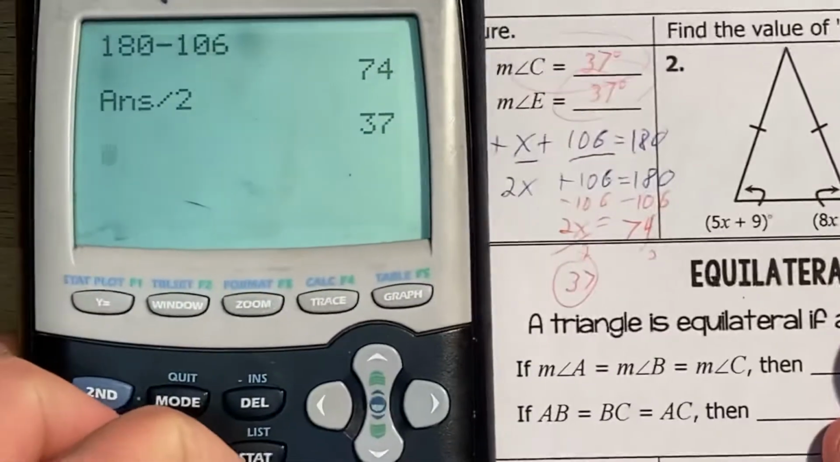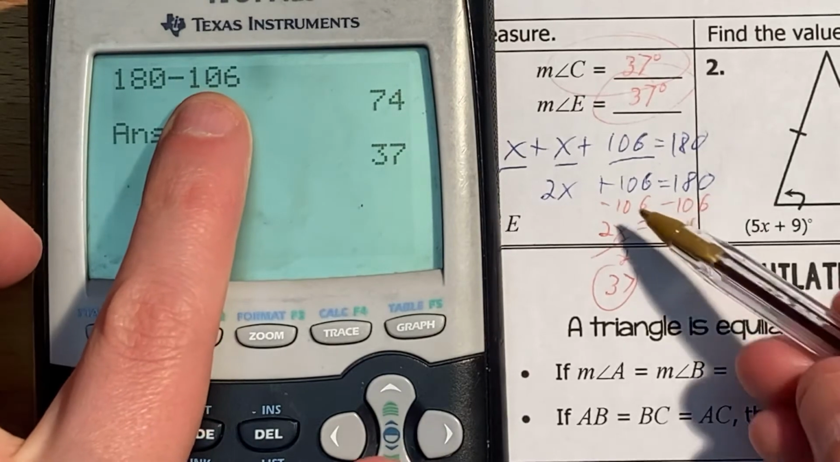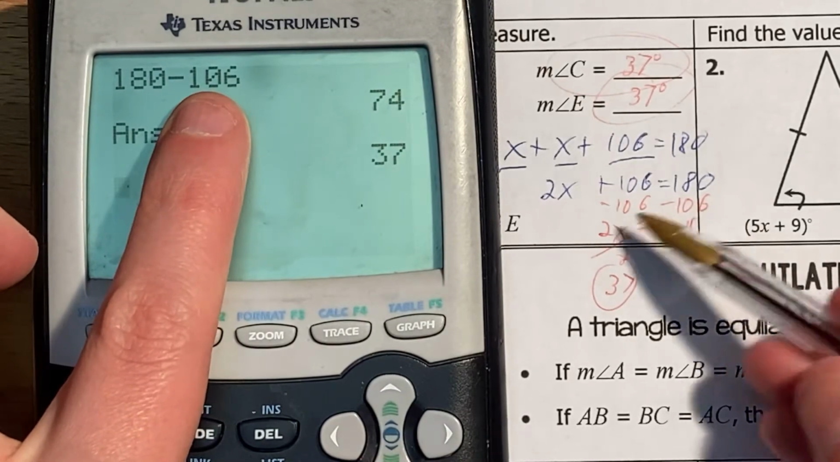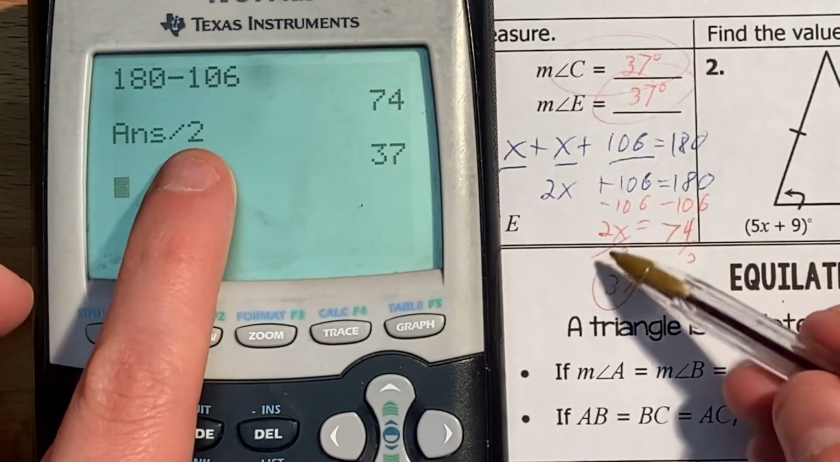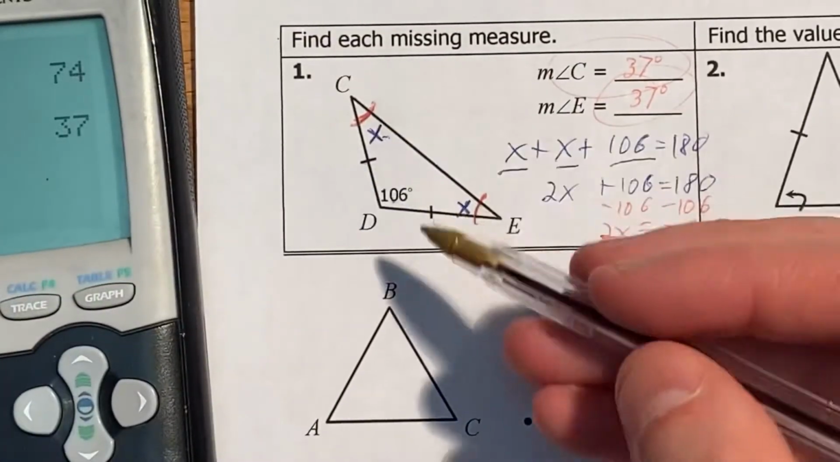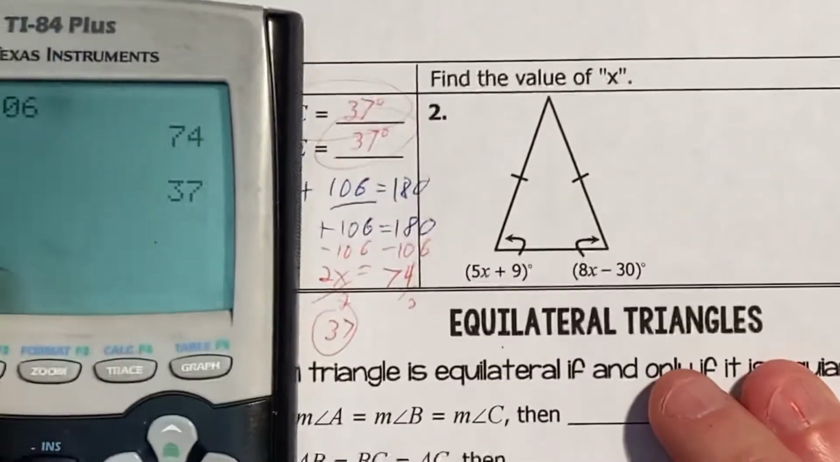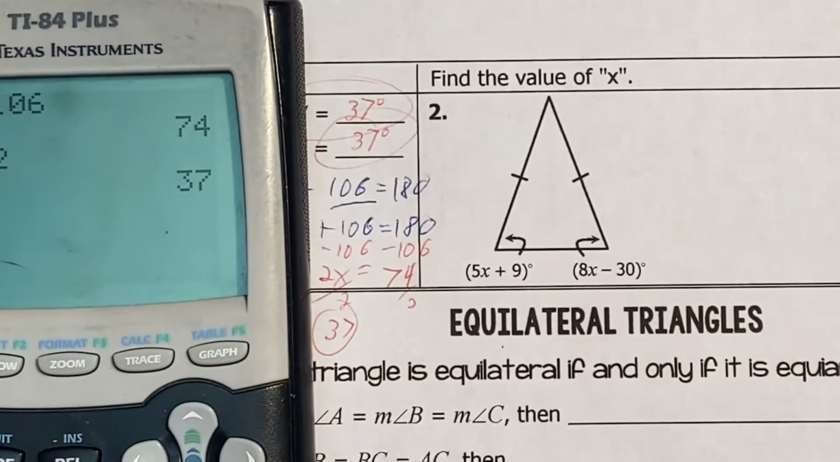If you notice, if we compare this over here, subtracting 106 was literally what I did here in red. Dividing by 2 is what I did over here in red as well. So you do the same thing. It's just, do you feel like writing it down and solving, or just kind of looking at it? It's up to you. But in number 2, we do have to do an equation.